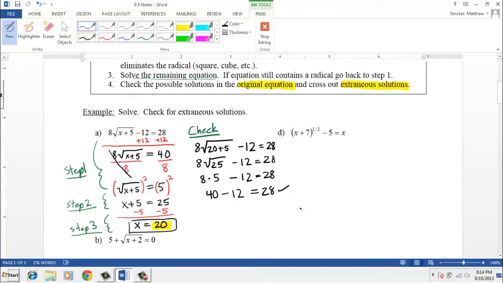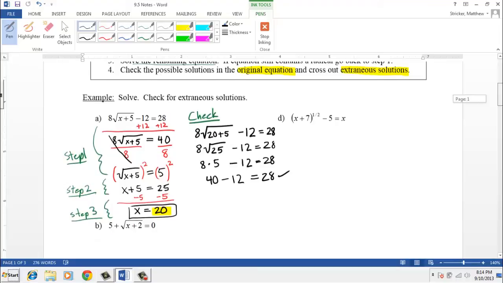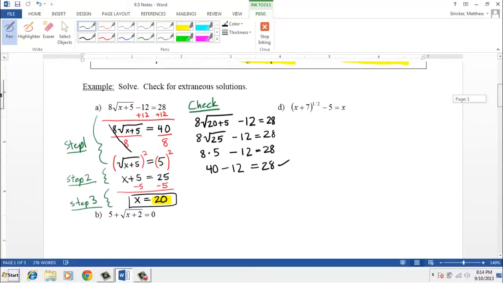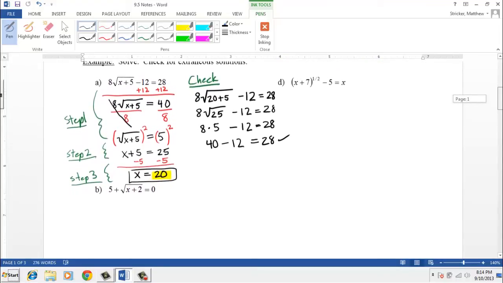Okay, so that's one of these. Now this one required a bit of simplifying to isolate. That was where most of the work was at. Let's take a look at another one, Example B here.